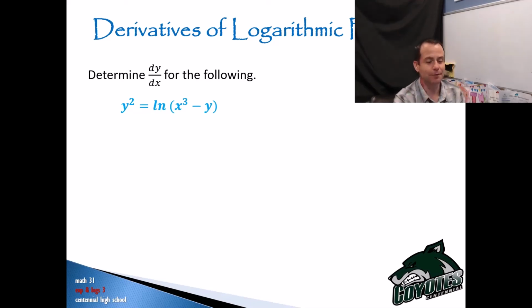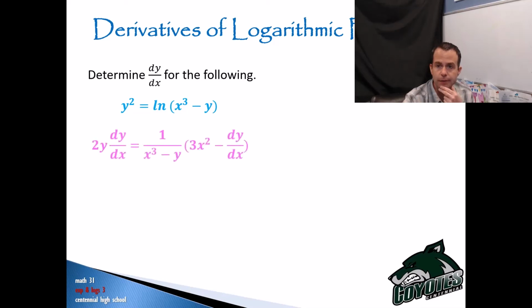Then I have to take the derivative of the inside function. So x cubed minus y, the derivative of that would be 3x squared minus the derivative of y. Okay, so I've got 2y derivative of y equals 1 over x cubed minus y times 3x squared minus derivative of y. Now, big picture item, we're trying to get derivative of y all by itself. What I'm going to do is I'm going to multiply both sides by x cubed minus y first.